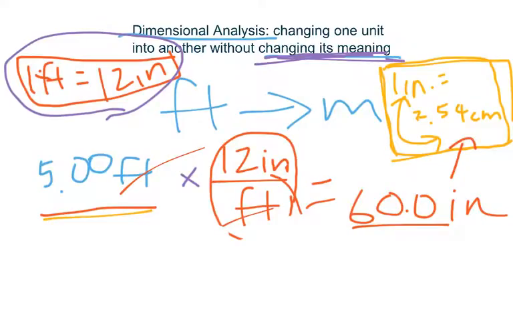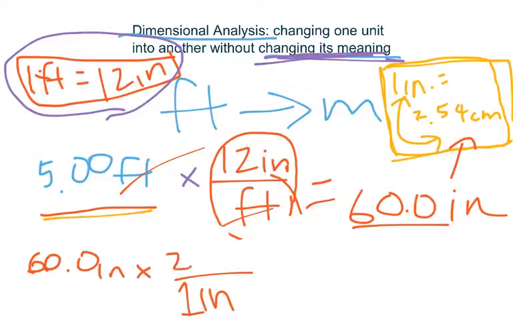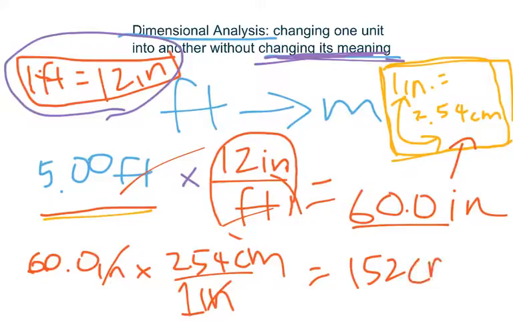So we can multiply 60.0 inches by, well, if we want inches to cancel out, don't we have to put inches on the bottom? So let's just go straight ahead and do that. 1 inch per 2.54 centimeters. Our inches cancel out just like that, and our resulting answer is 152 centimeters.